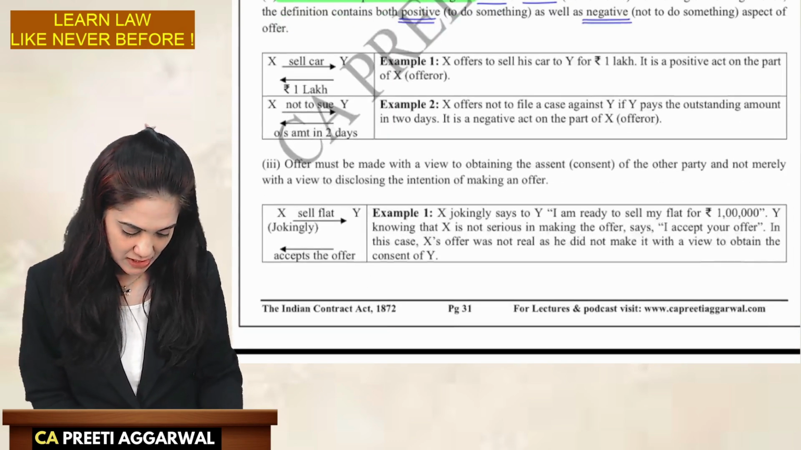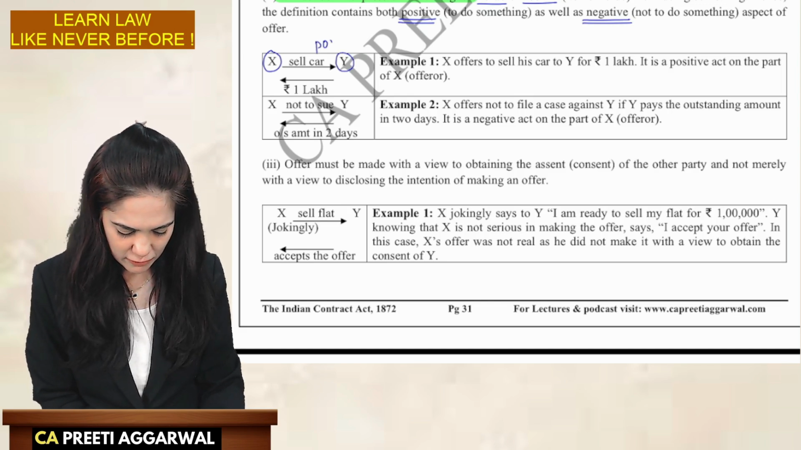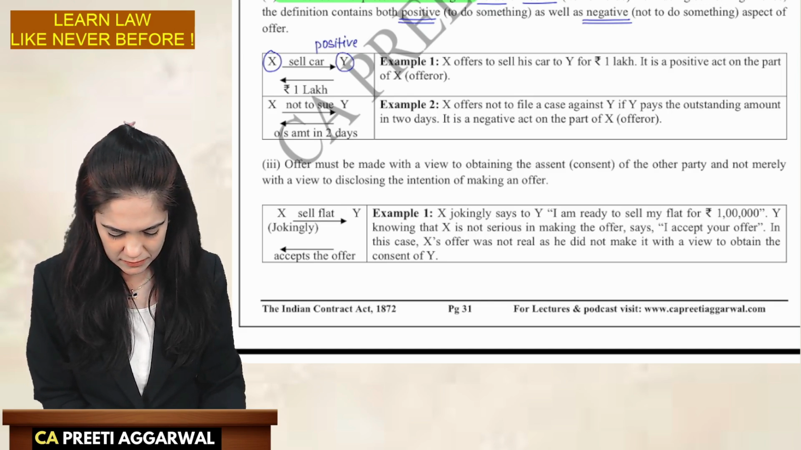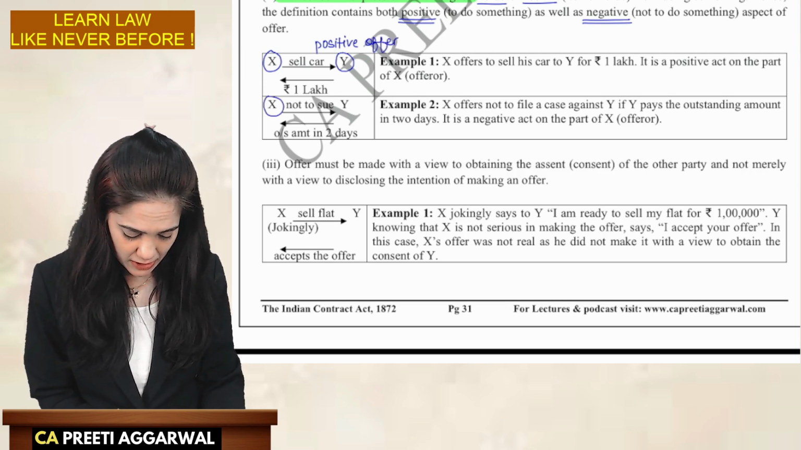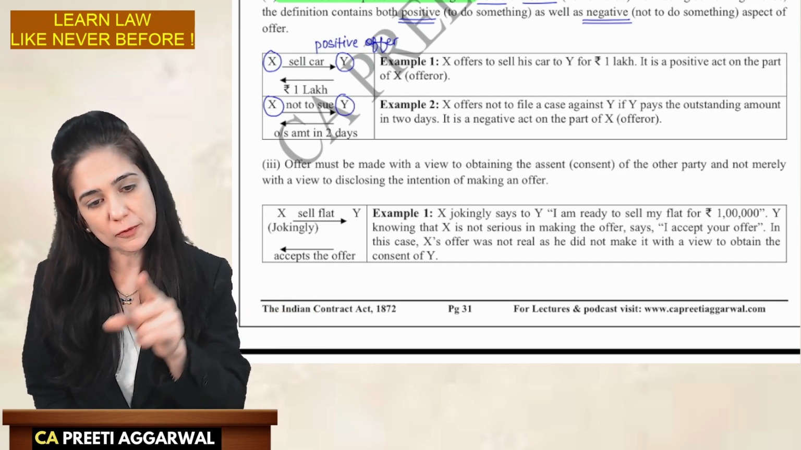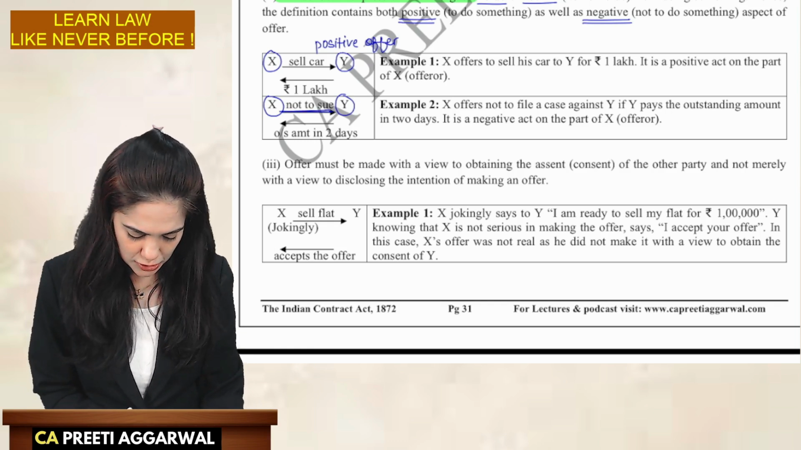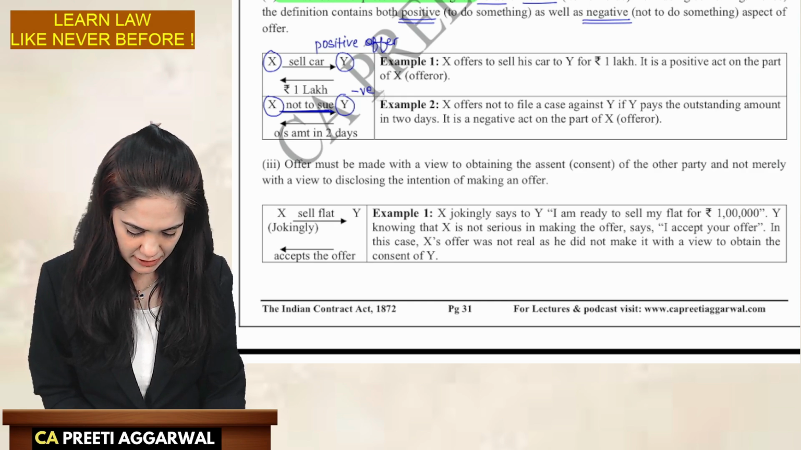Correct? X offers to sell his car to Y. It's a positive offer, to do something. X tells Y, I will not file a case against you if you pay the amount in 2 days' time. Not to sue, not to do something. That is the negative kind of offer.